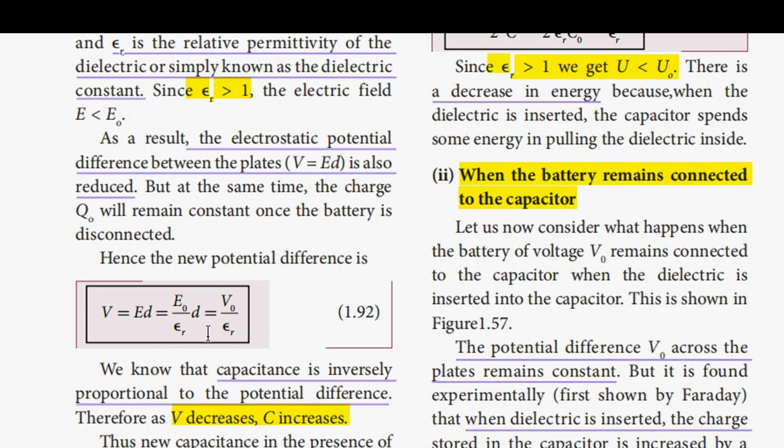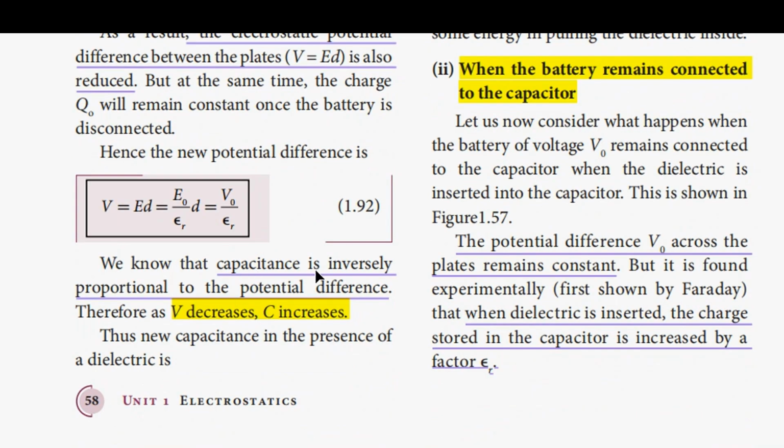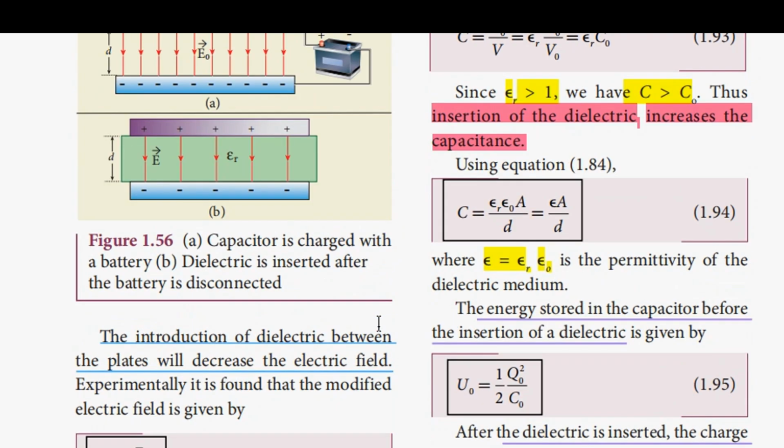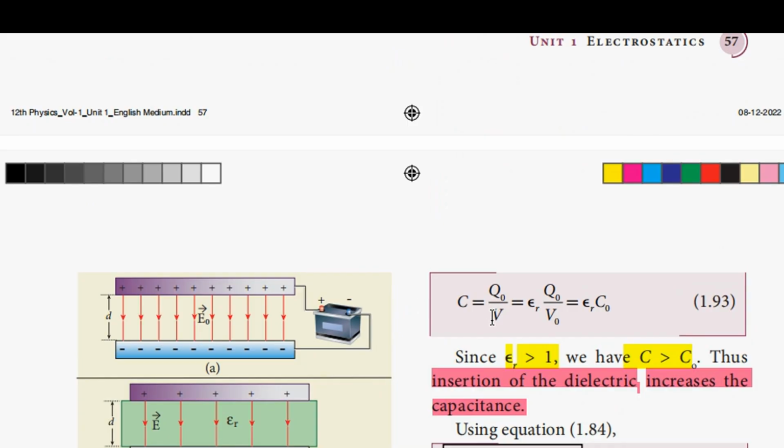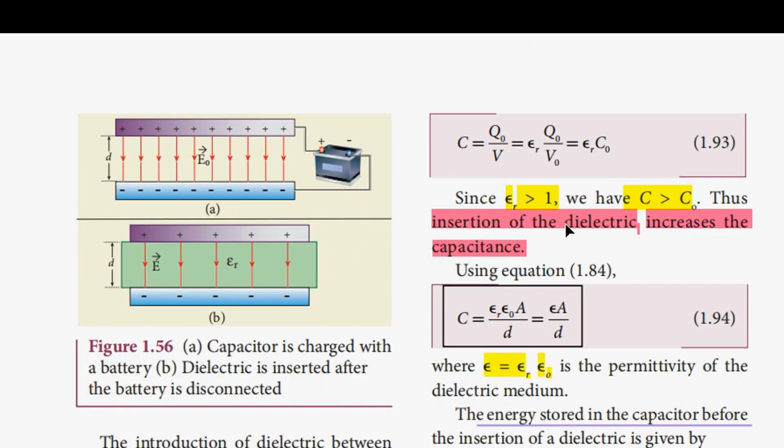Hence, the new potential difference is given by equation 1.92, that is V equal to Ed, or V0 by epsilon r. We know that the capacitance is inversely proportional to the potential difference. Therefore, as V decreases, C increases. Thus, the new capacitance in the presence of a dielectric is given by C equal to epsilon r times C0. Since epsilon r is greater than 1, we have C greater than C0. That means if you insert a dielectric between the two plates, that will definitely increase the capacitance value.